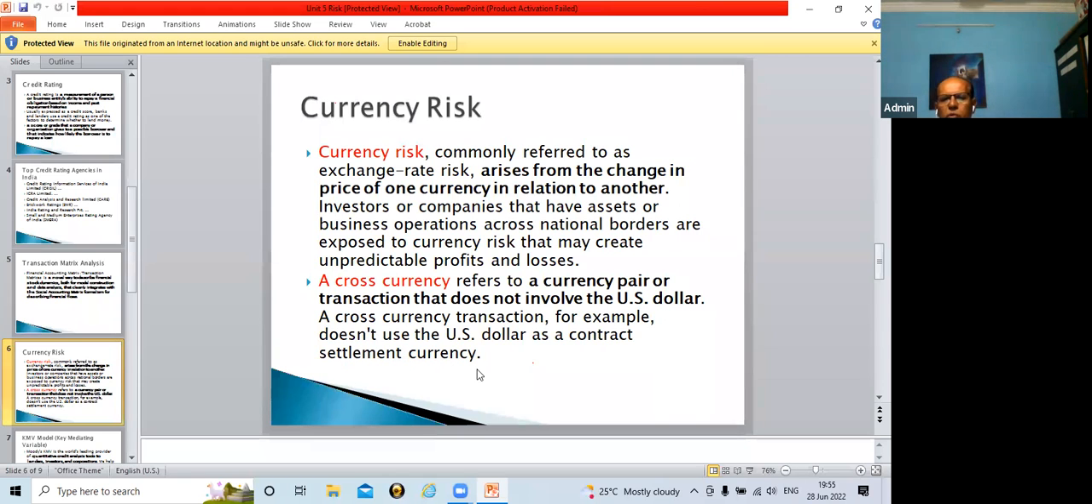So a cross currency does not use the US dollar as a contract settlement currency. They directly make the transaction with that country only. Suppose there is a transaction between India and Japan; Japan's currency is yen, so the payment will be done in terms of yen. If a Japanese company has opened an office in India, they will make payment in terms of rupees. So the dollar will not come into the picture. That is known as cross currency.